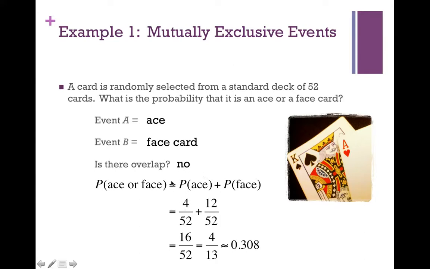So, how many cards are aces in the deck? Well, that would be 4 out of 52, so that's our probability of drawing an ace. Face cards are 12. So the probability of drawing a face card would be 12 out of 52, and therefore the probability of drawing either or is just the sum of those two, 16 over 52, which we can simplify to 4 over 13, or we can divide it out and get approximately 0.308.